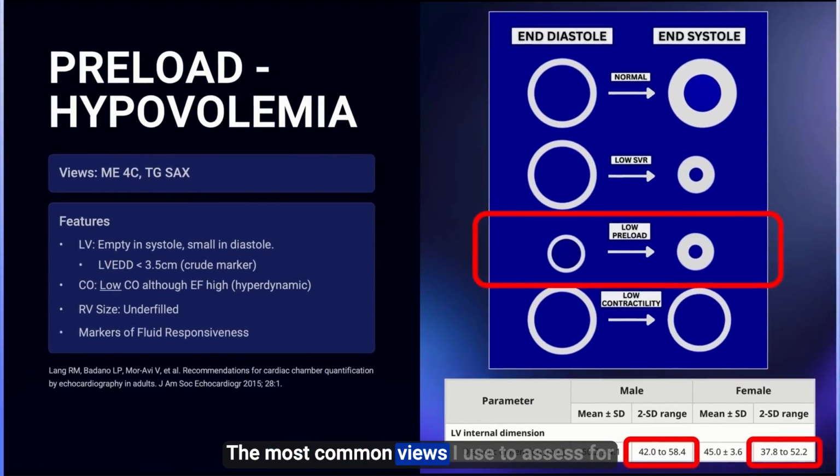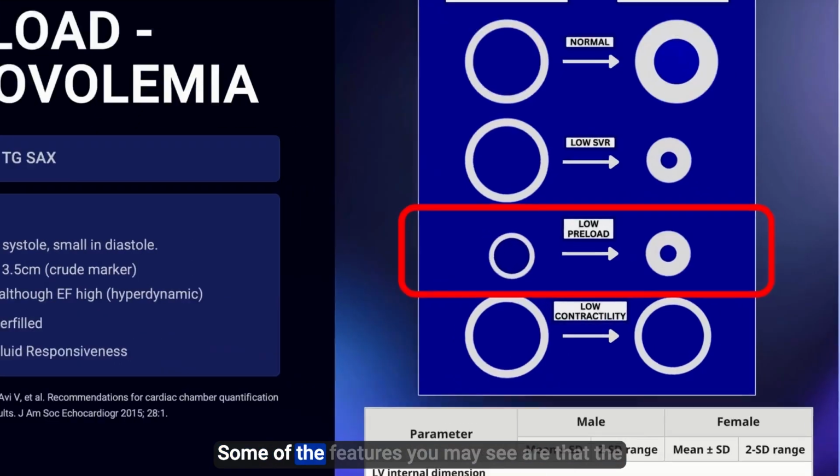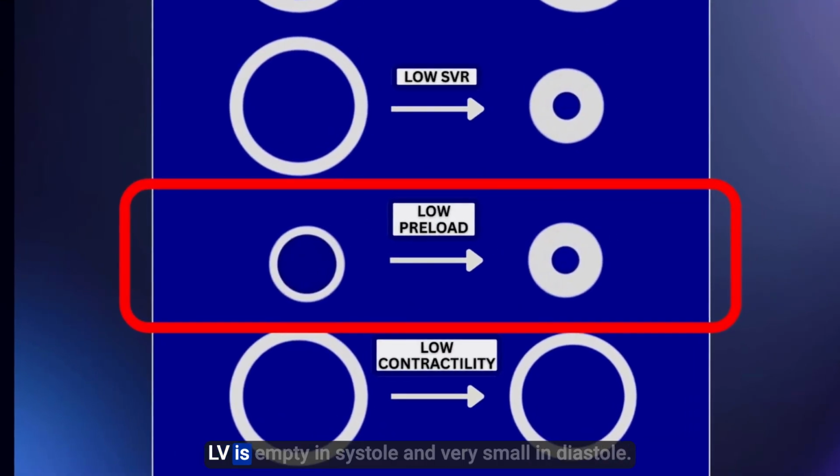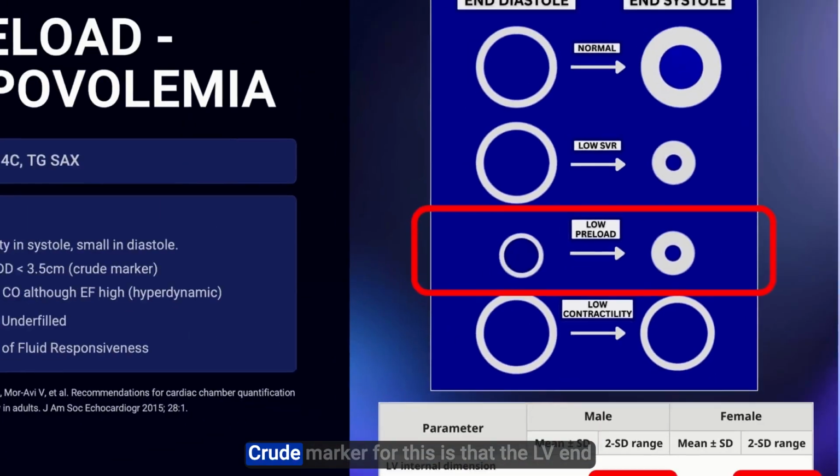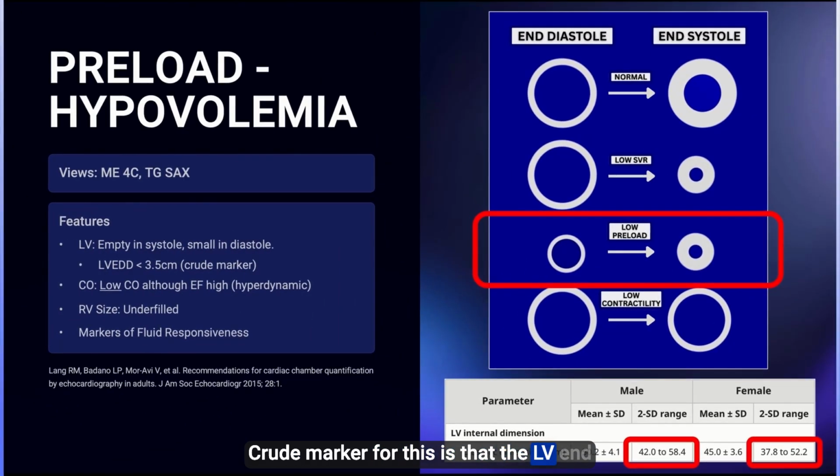The most common views I use to assess for hypovolemia are the mid-esophageal four-chamber view and the transgastric short axis view. Some of the features you may see are that the LV is empty in systole and very small in diastole. Crude marker for this is that the LV end diastolic diameter is less than 3.5 centimeters. Basically, your left ventricle starts small and gets even smaller.